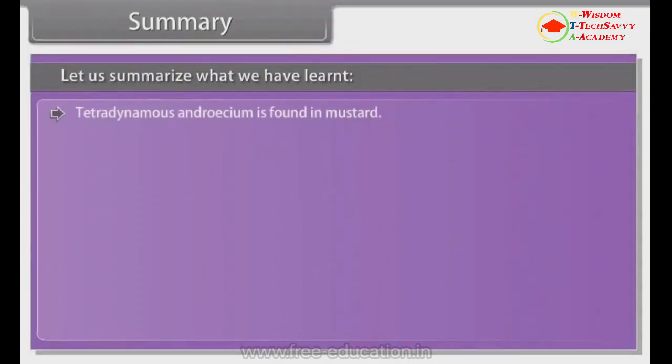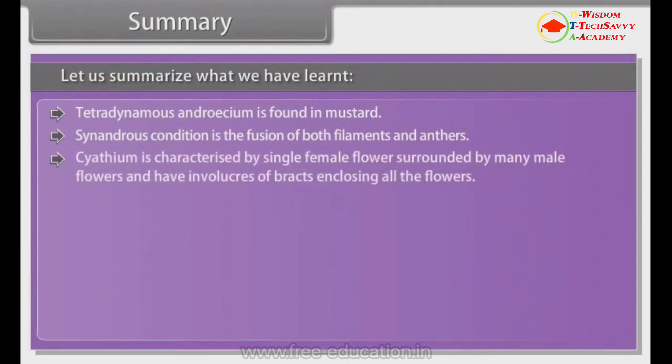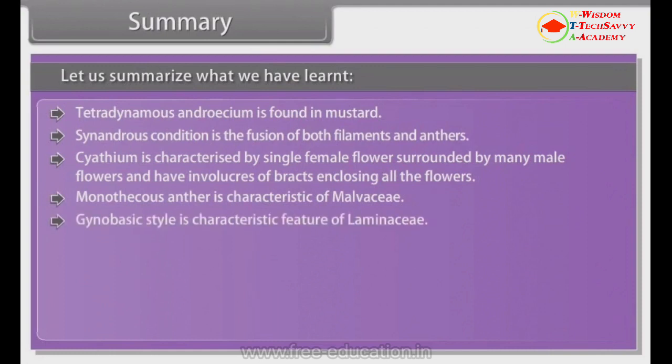Tetradynamous androecium is found in mustard. Synandrous condition is the fusion of both filaments and anthers. Cyathium is characterized by a single female flower surrounded by many male flowers and has an involucre of bracts enclosing all flowers. Monothecous anther is characteristic of Malvaceae. Gynobasic style is a characteristic feature of Lamiaceae.